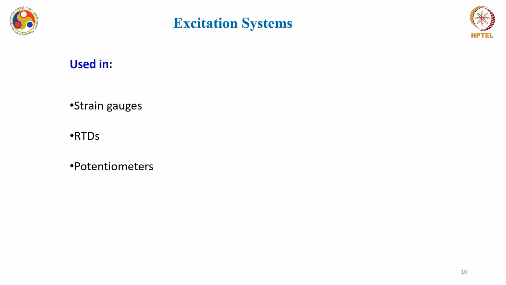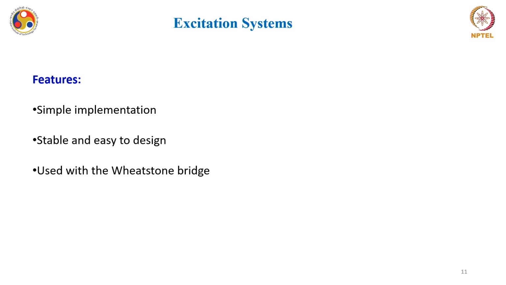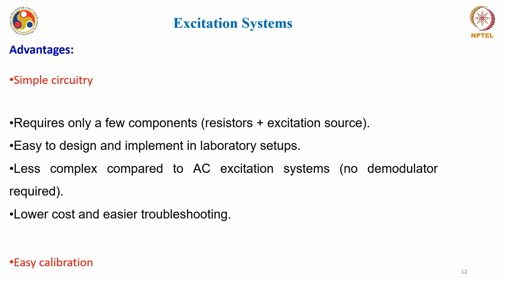As I have mentioned, these DC signal conditioning systems are very useful with strain gauges, RTDs, potentiometers, and so on. If you see, these DC excitation systems are very simple. The implementation is also very simple, and they are stable and easy to design while they are used with several bridges like the Wheatstone bridge. So if I have to summarize their advantages, I can say that DC excitation systems are very simple in circuitry.